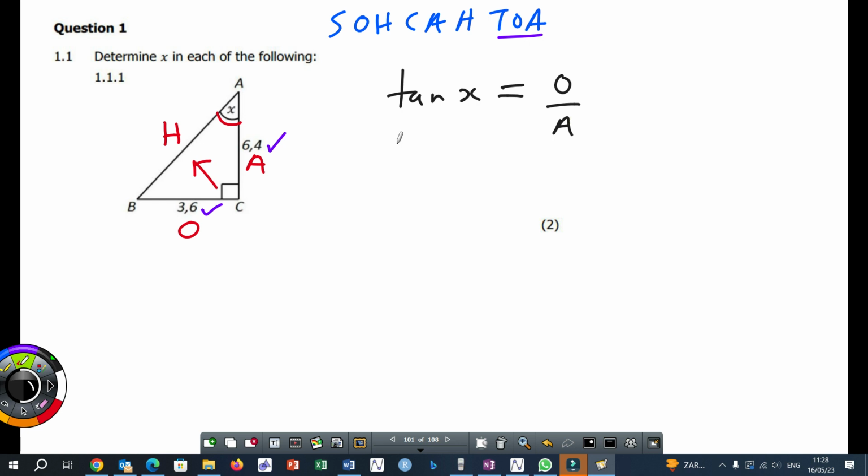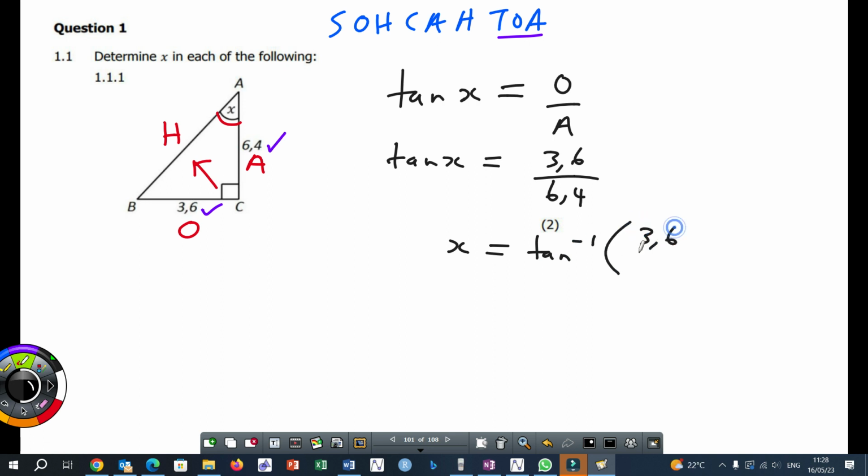Okay? So, we have tan x equal to the opposite side, which is 3,6. The adjacent side is 6,4. We want x. X is an angle. So we have to use the calculator. So we take the tan to the right, we get x equal to tan inverse of 3,6 over 6,4.